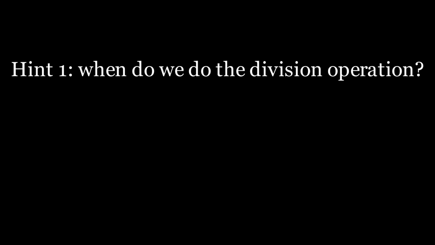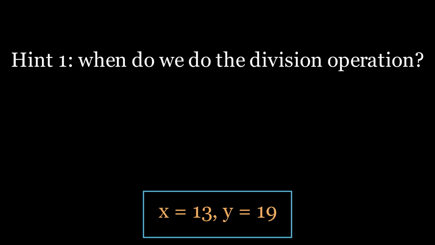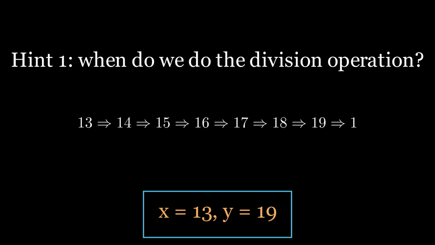So how can we approach this problem? Our first hint is to pay attention to when we're doing the division operation. For example, if x equals 13 and y equals 19, we will do addition 6 times in a row before doing division. So we can look at the difference between y and x mod y to see how many times we do addition before another division.